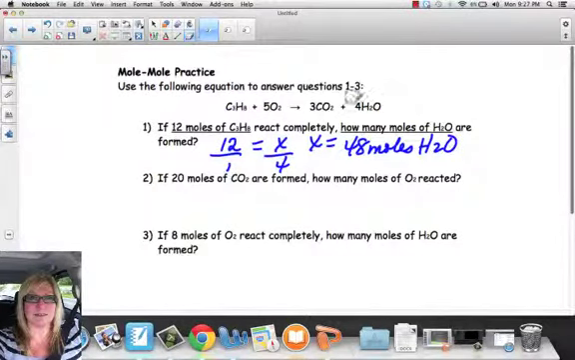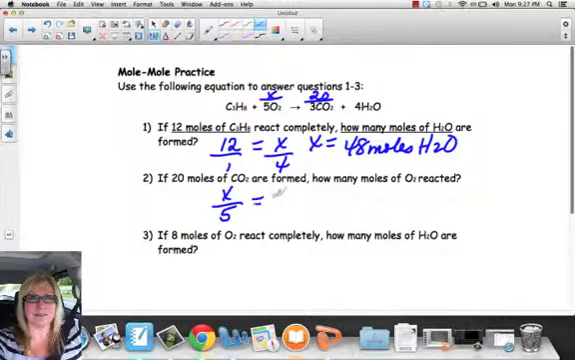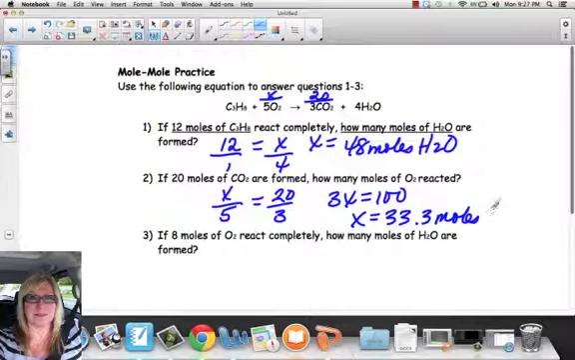Now let's start with the next one. The next one says if 20 moles of CO2, so now I'm starting with 20 CO2, how many moles of O2 react? Well, now I want to find that. So my proportion is going to be x over 5 equals 20 over 3. Cross multiply and divide, 3x equals 100. Therefore, x equals 33.3 moles of O2.